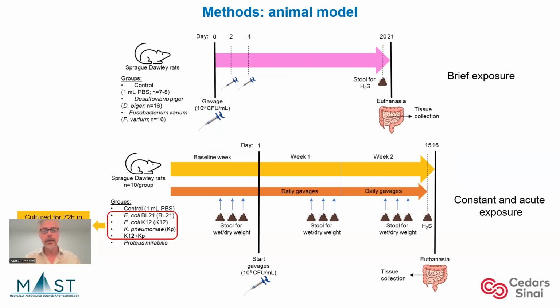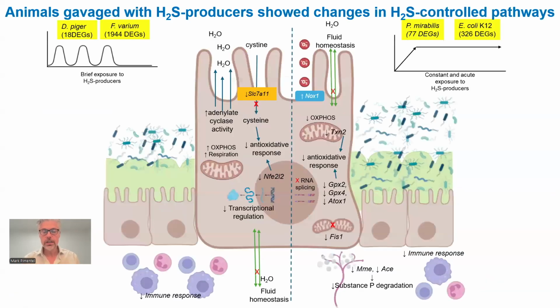What the study then went on to do is to take the hydrogen sulfide producers we know occur in humans when H2S is positive, and then individually infect or colonize rats with Desulfovibrio, Fusobacterium, E. coli K12, which is a hydrogen sulfide producer, and Proteus mirabilis, among others. And what we see here is that Desulfovibrio and Fusobacterium create all sorts of oxidative stress changes in the cells as a result of their colonization when we gavage the rats, and changes in transcription and changes in fluid homeostasis.